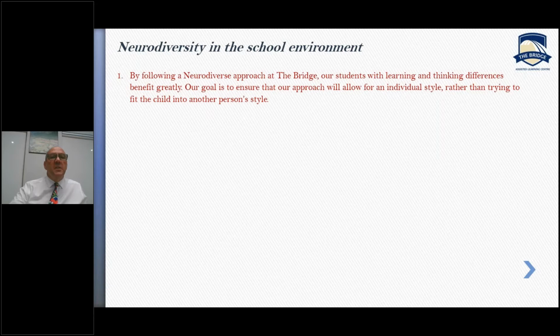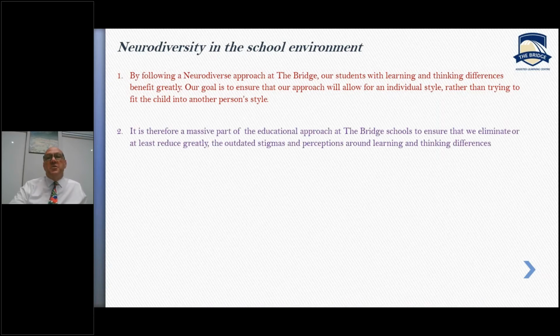That's what it's about. And then it's a massive part of that approach to ensure that we eliminate as far as we can, or at least reduce greatly, the outdated stigmas, because no matter what you do, there will be a stigma in some other way if you have some neurodiversity, if you like.